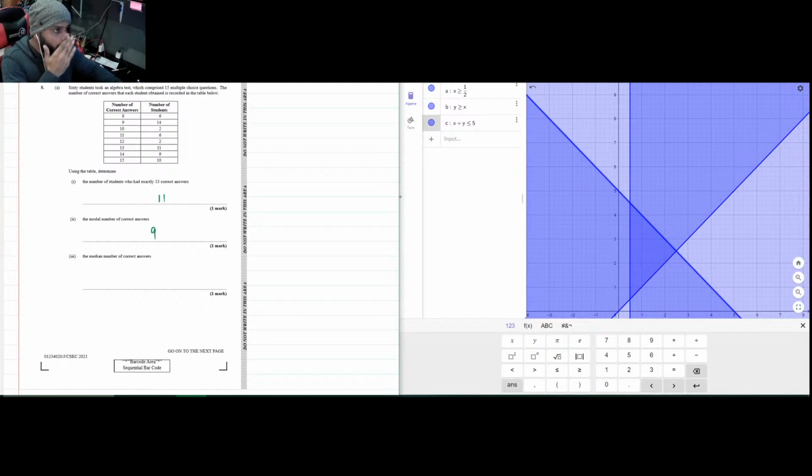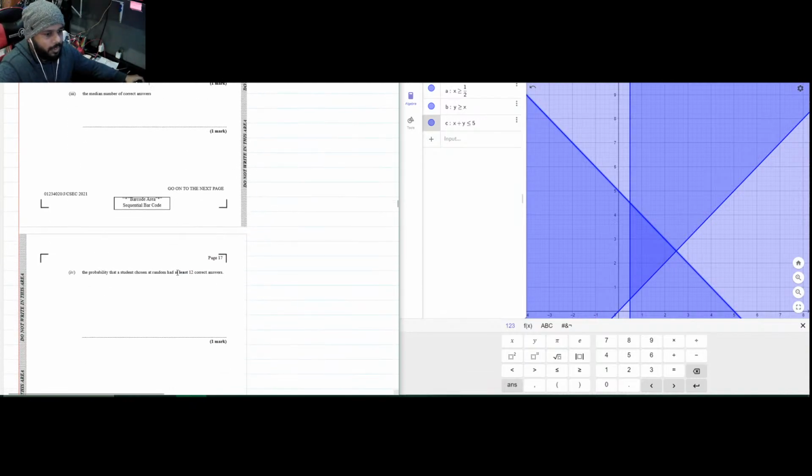The median number of correct answers. Median will be the middle. So to calculate the median in this case, you can just arrange these numbers in ascending or descending order, and then cancel first with last, first with last, first with last, and that's it. Right, I don't have much time again here.